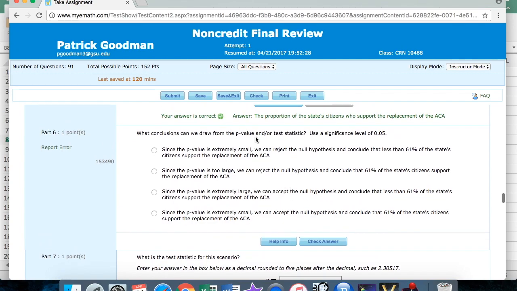So here, what conclusion can be drawn with the p-value or test statistic? Use significance level of 0.05. Well, the p-value is 0, which is definitely smaller than 5%. So we say, since it is extremely small, we can reject the null hypothesis and conclude our claim, right? Our claim was, we think that less than 60% of the state citizens support the replacement.